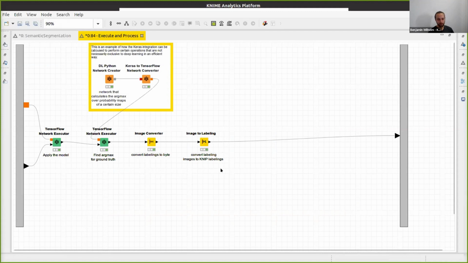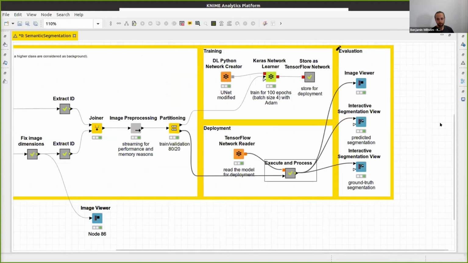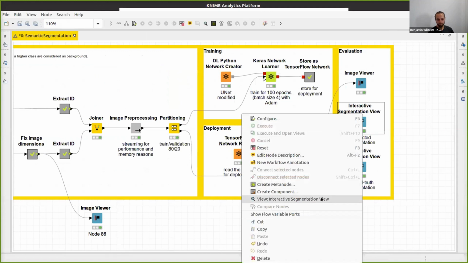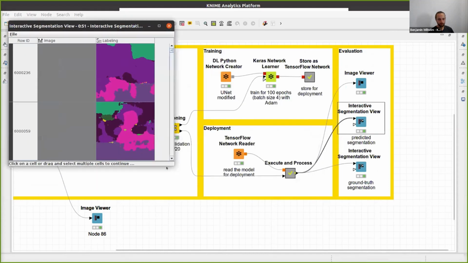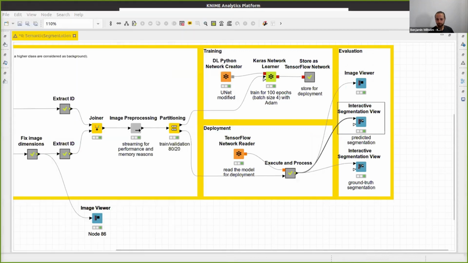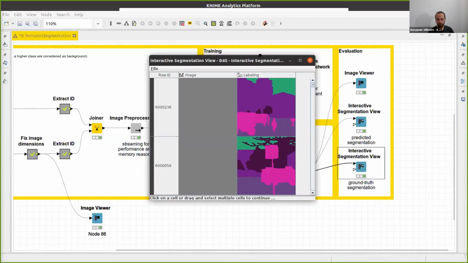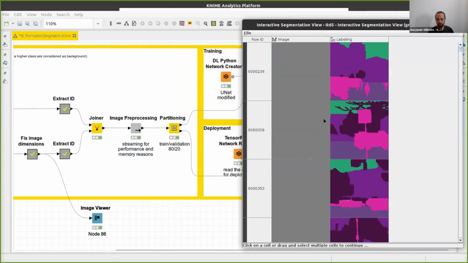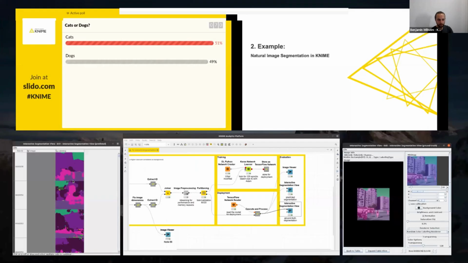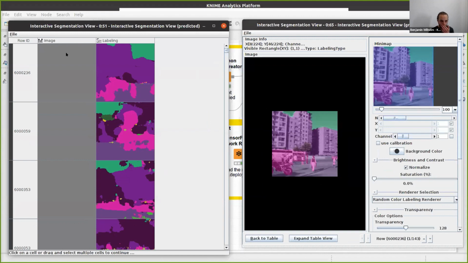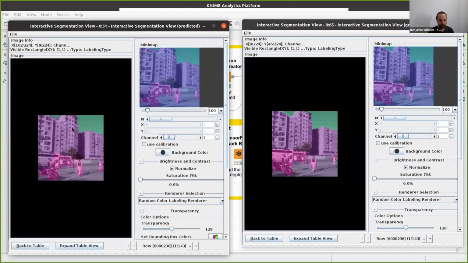Okay, then we get the Knime labeling type out of it, just to be able to see it in this interactive segmentation view. And now let's take a look at the predicted segmentations. Okay, and we can see that our network here on the left, we have the predicted segmentations already predicts pretty good segmentations.